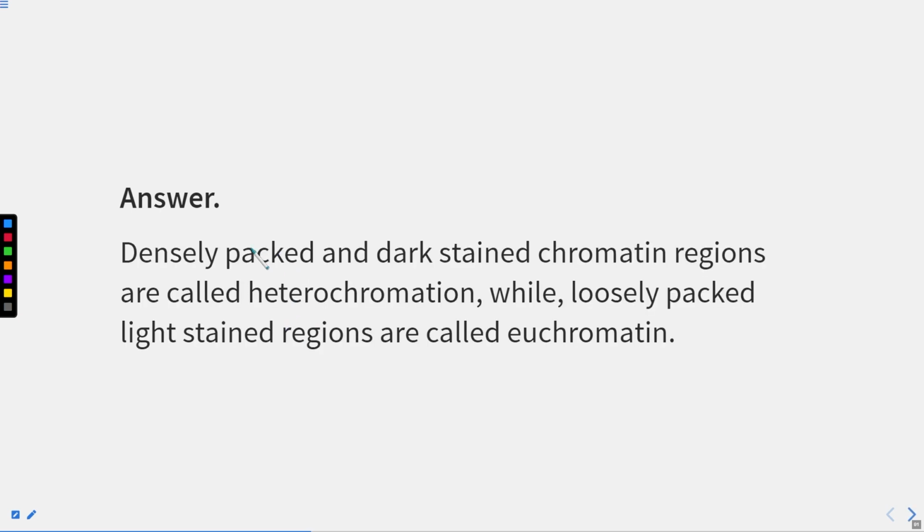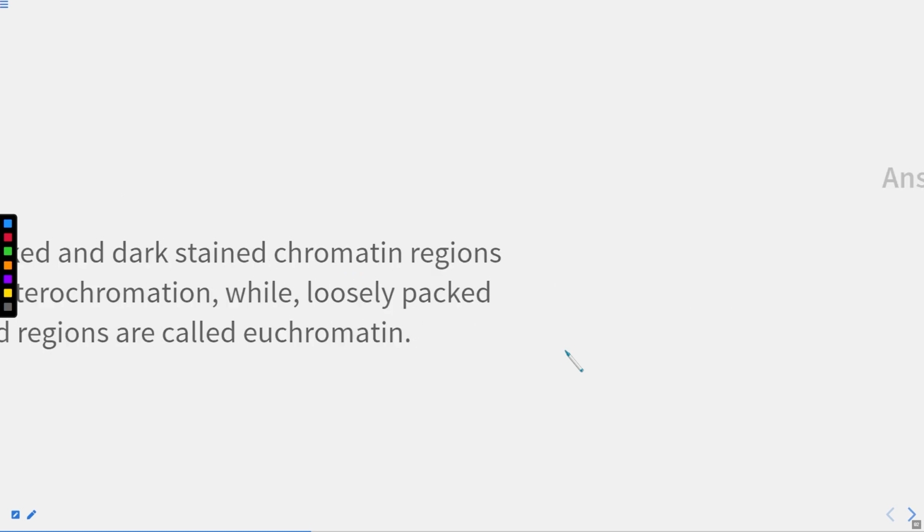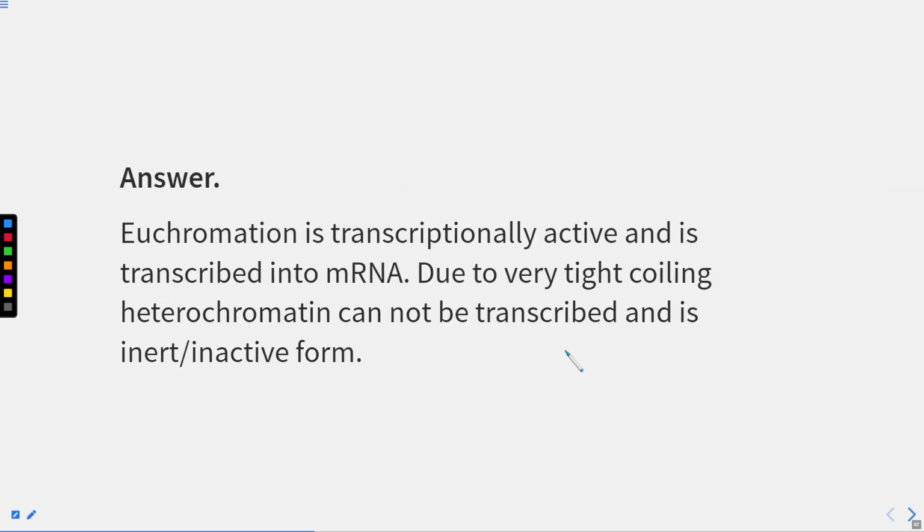Densely packed and dark-stained chromatin regions are known as heterochromatin, while the loosely packed and light-stained regions are known as euchromatin. This is the first difference between heterochromatin and euchromatin. And which one is transcriptionally active? This was the second part of the question.